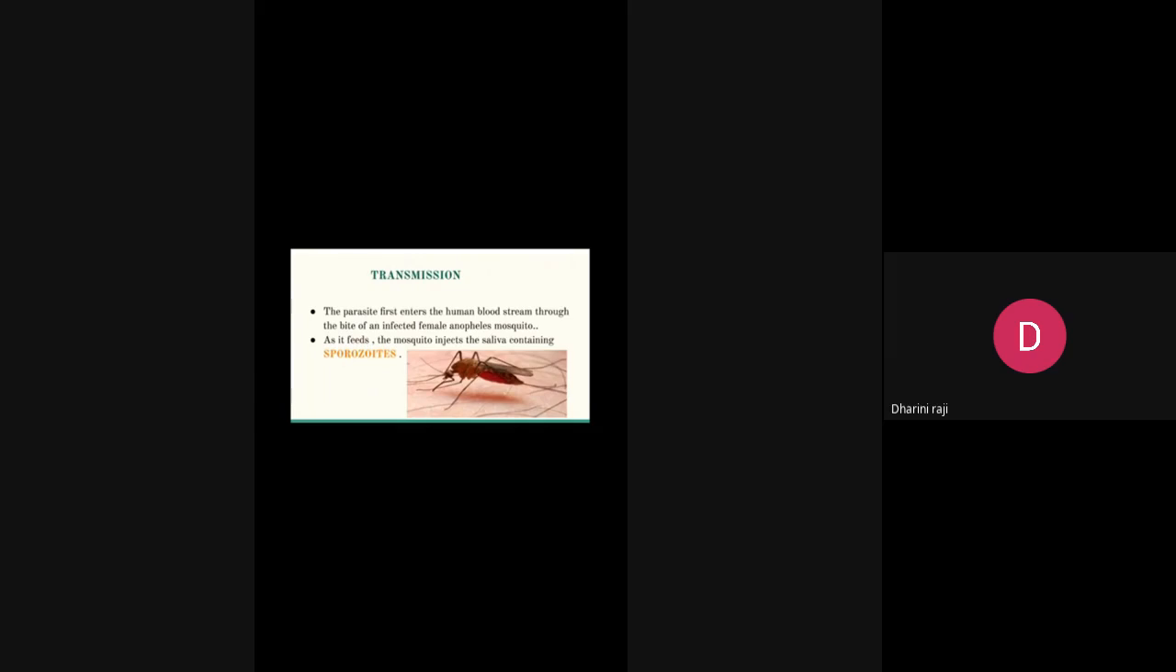Transmission. The parasite first enters the human bloodstream through a bite of an infected female Anopheles mosquito. As it feeds, the mosquito injects the saliva containing sporozoites. The sporozoite within the bloodstream immediately enters the hepatic cells of the liver. Further in the liver, they undergo multiple asexual fission and produce merozoites.